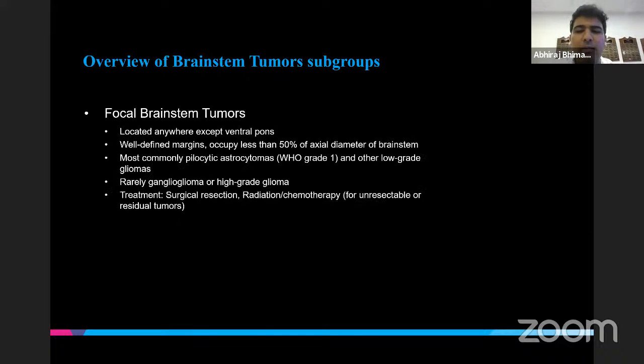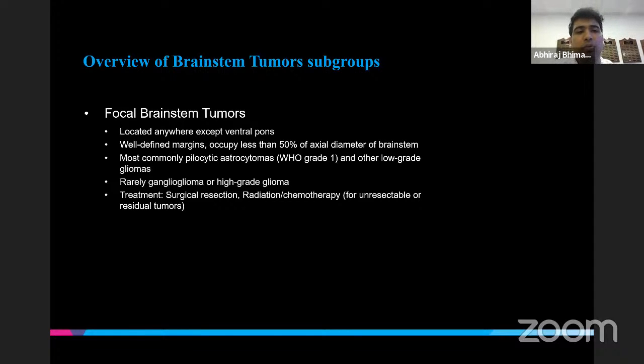The next segment is focal brainstem tumors. These could be located anywhere except the ventral pons. These tumors are well demarcated compared to the other brainstem tumors, and by definition, they occupy less than 50% of the axial diameter of the brainstem. The pathologies of these tumors can vary. Most commonly they're pilocytic astrocytomas, WHO grade 1, and other low-grade gliomas. However, you could have ganglioglioma or high-grade gliomas in here.